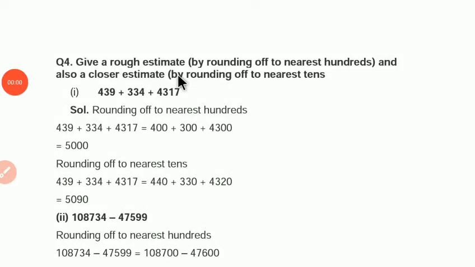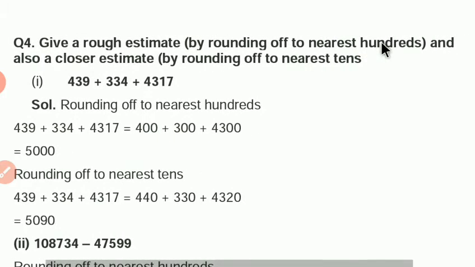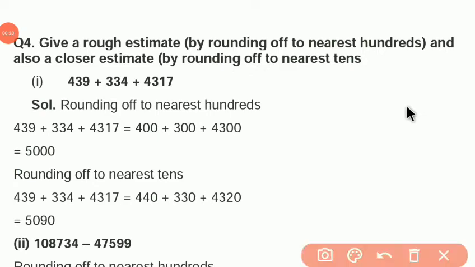Good morning, students. Today we are going to solve question number 4 of exercise 1.4. So let us see. Give a rough estimate by rounding off to nearest hundreds and a closer estimate by rounding off to nearest 10. It means that given number you have to round off nearest 100 and tens both. So first one, 439 plus 334 plus 4317.